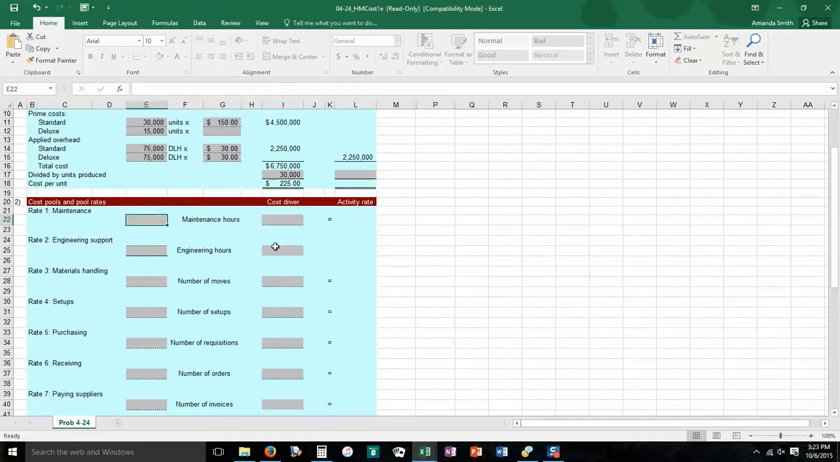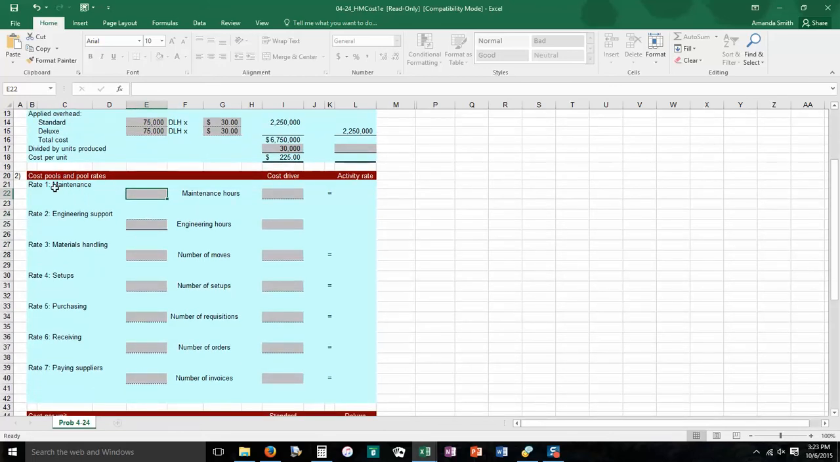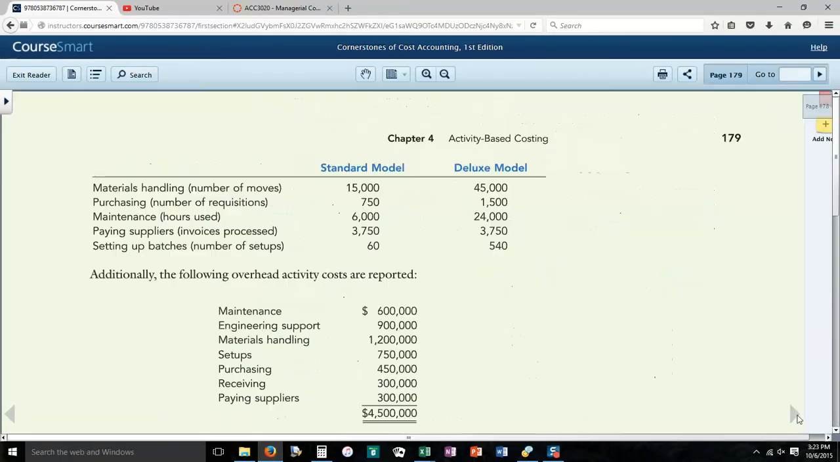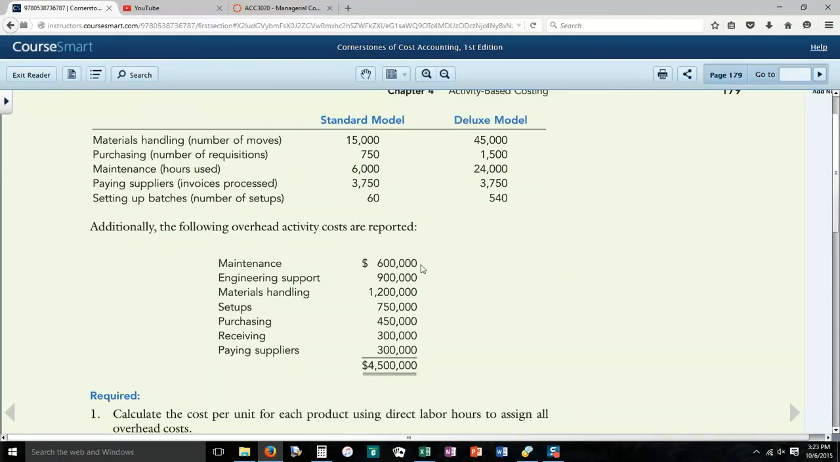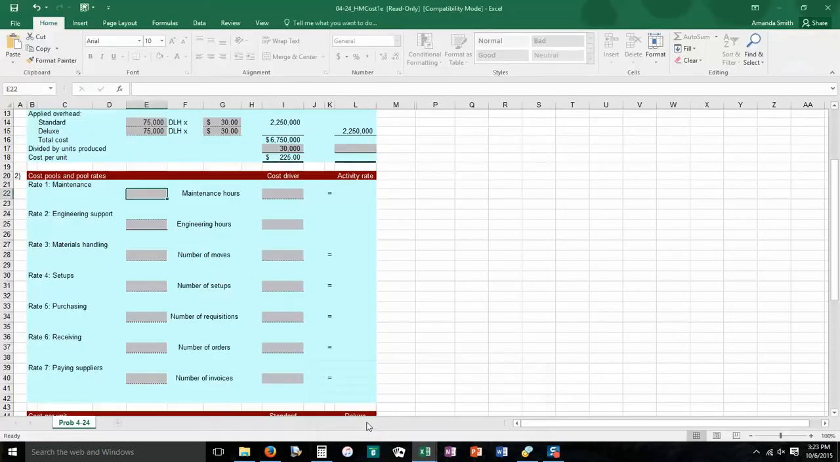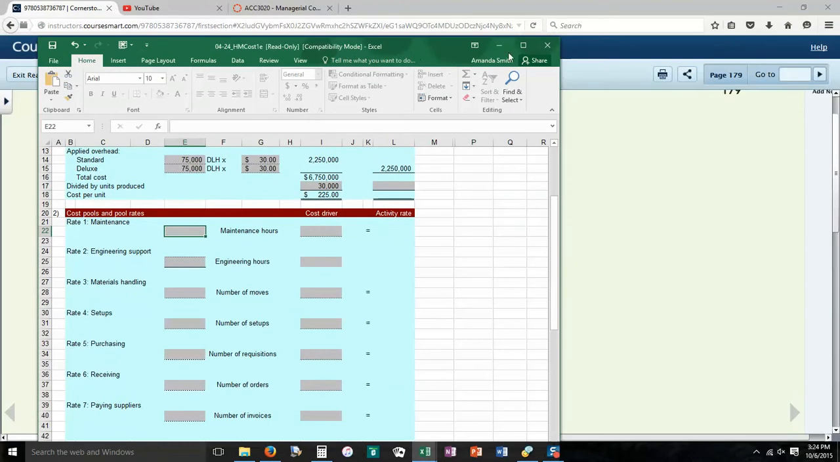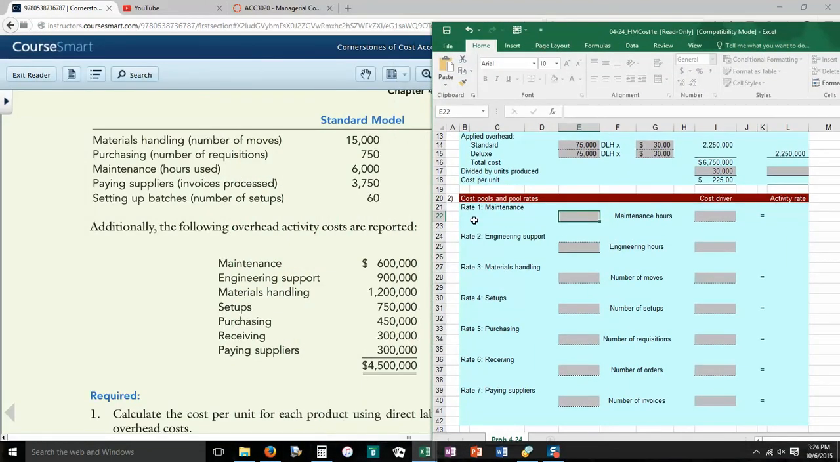And then this is actually a lot easier than it sounds for part 2. It's given rate 1, 2, 3, and so forth. If you look in your textbook on page 179, rate 1, 2, 3, 4, 5, 6, 7. So you're just going to go the easiest way. Minimize one screen or print out this page and then just enter the amount straight down this page, and so forth.